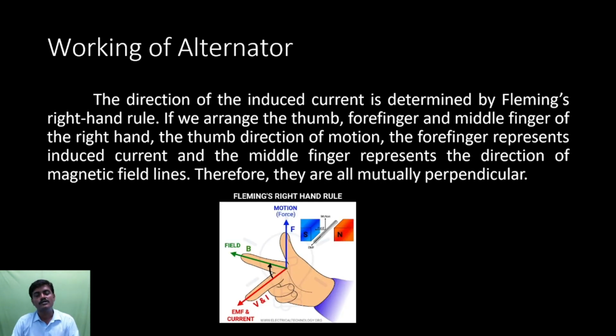That's why we always hear about Fleming's right hand rule. For the generator purpose we use Fleming's right hand rule, and for the motor purpose we use Fleming's left hand rule.